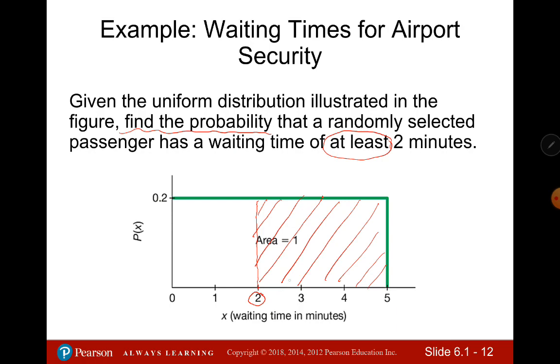Next step, we only need to find the area of the shaded part. That is the probability we are interested in. So how can we get the area? We just check this small rectangle. We still use the same formula to get the area of a rectangle. The height, 0.2, times the width. Here 2 to 5, it's 3. So we get the area of the shaded part is 0.6.